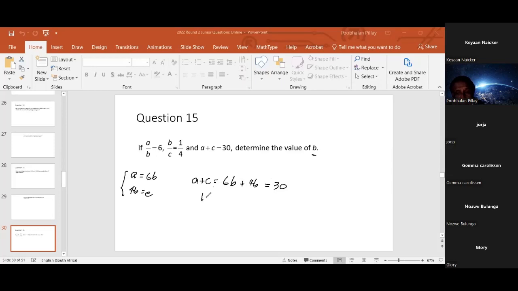And now you got a simple equation. 10B is equal to 30. So B must be 3. Oh, that's exactly what we wanted. Determine the value of B. So the answer to question 15 is that the value of B is 3.